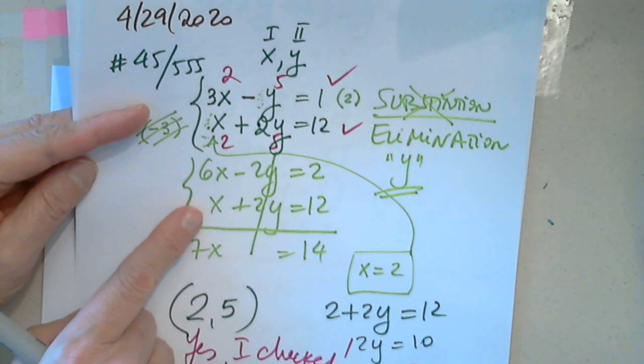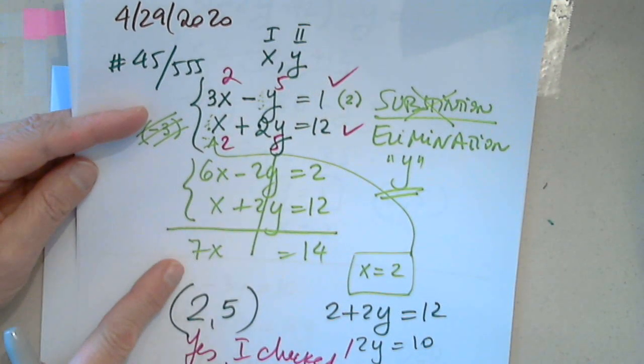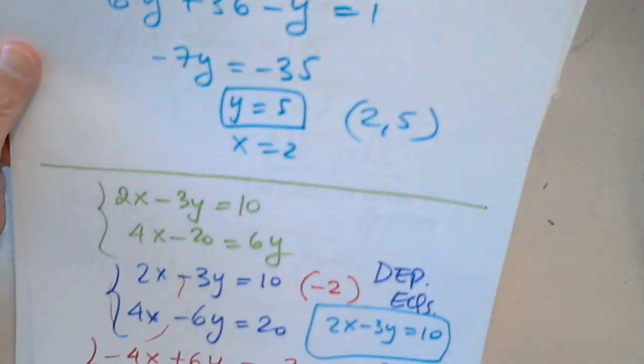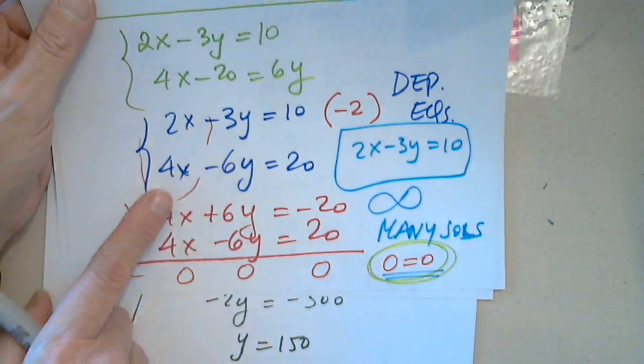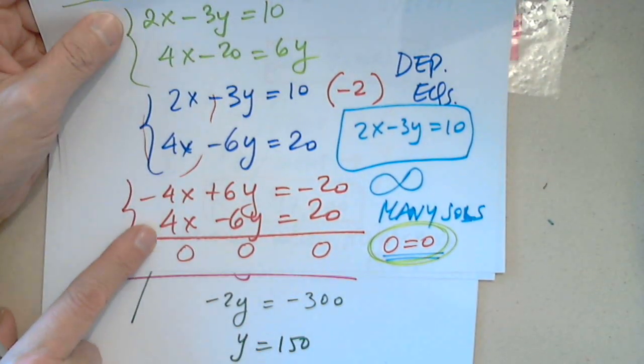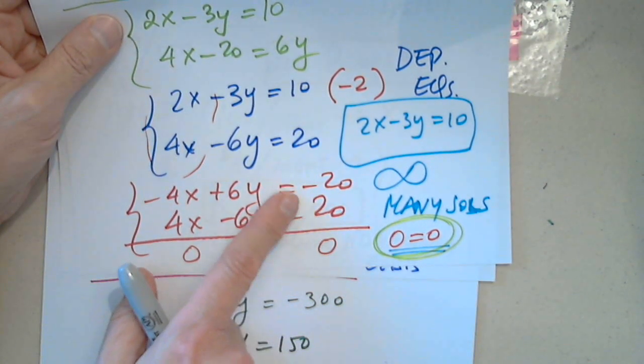So here I had 6x plus x. I just have to add. I have no choice. Then here I have to add whatever I see. Negative 4 with 4 is 0, negative 6 with 6 is 0, negative 20 with 20 is 0.